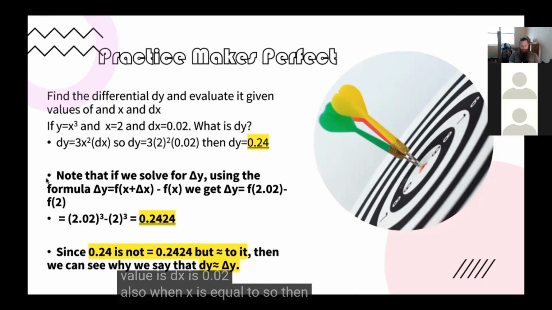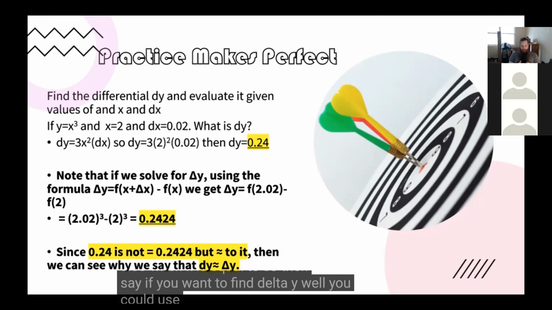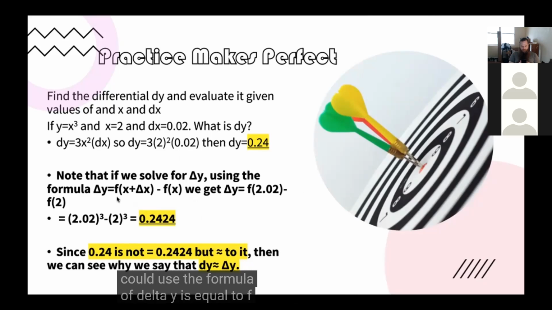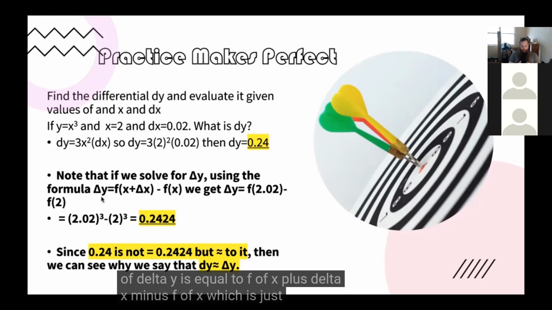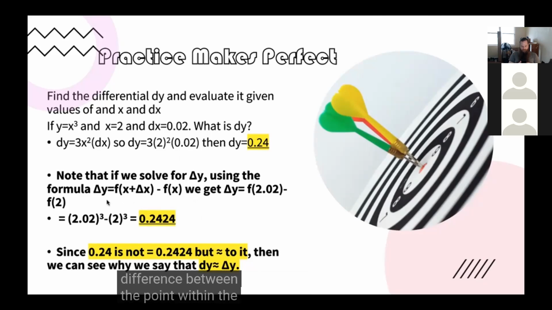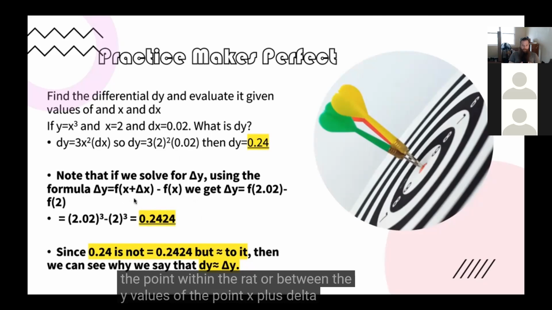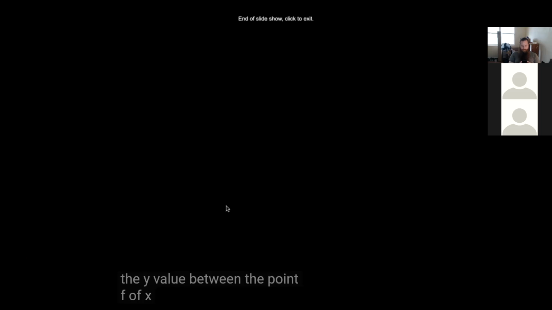So then say if you want to find delta y, well, you could use the formula of delta y is equal to f of x plus delta x minus f of x, which is just the difference between the y value at the point x plus delta x and the y value at the point f of x.